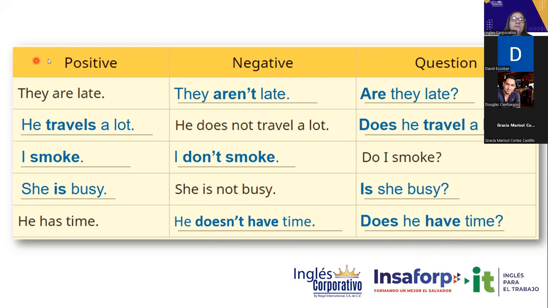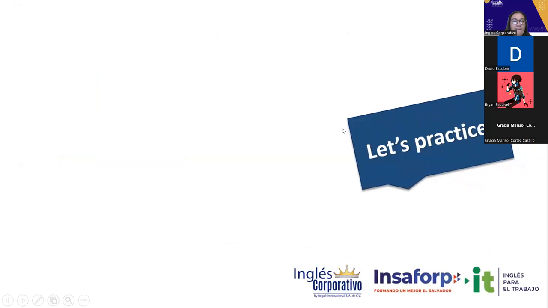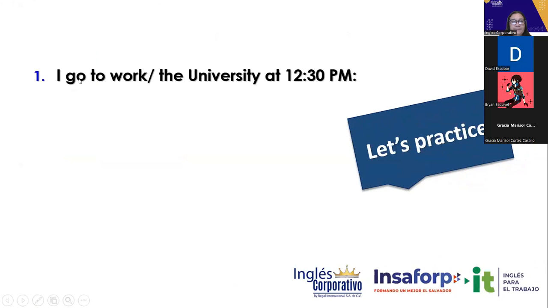Entonces, con los action verbs. Para he, she, vamos a agregar es. O aquellos verbos que cambia completamente. Por ejemplo, have, has, go, goes, do, does. Y para iniciar la question, la vamos a iniciar con does o con do, dependiendo del subject. All right? Okay. Let's practice.